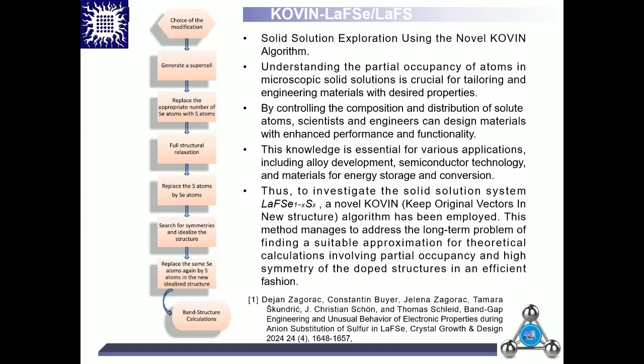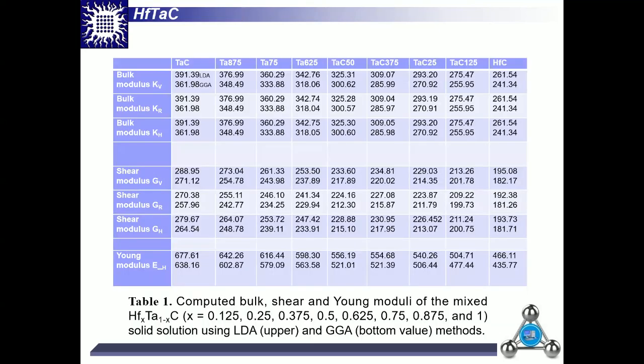Once we did the theory with full relaxation of atoms, then of course you get different results for properties. But once we apply the Coven algorithm and return the structure to the original state, we actually get exactly the electronic properties, in this case, as people measured in Germany. And the same approach we now use for hafnium tantalum carbide, but just for mechanical properties. You can use it for any properties you like. So this is the result.